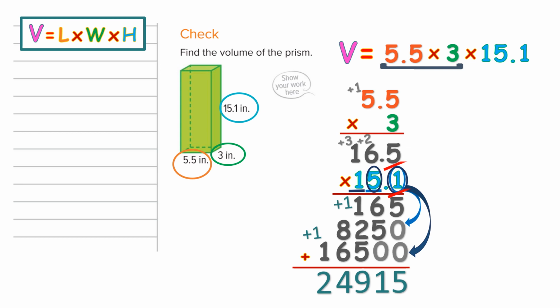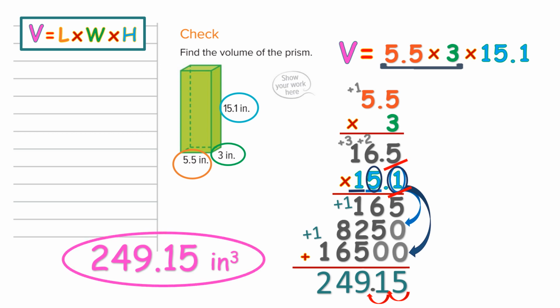How many decimal spaces do I have in my math problem? Well, that's 2. So I'm going to move from right to left 2 times. So we found that our volume is 249 and 1500ths, or 0.15. And what's my label? There are 3 inches in my units, so I know it's going to be cubic inches. Circle my answer, and then I'm good to go.